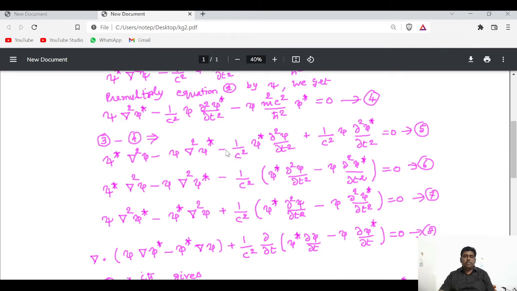Now I am going to take minus 1 by c square as a common term. Then the remaining terms are arranged as psi star dou square psi by dou t square minus of psi into dou square psi star by dou t square, entire is equal to 0. Now all the terms of equation 6 are multiplied by a negative sign. If I multiply the first term, this is changed as minus psi star del square psi, and the second term is changed as plus psi into del square psi star, so that I rearrange this term as psi into del square psi star minus psi star del square psi.